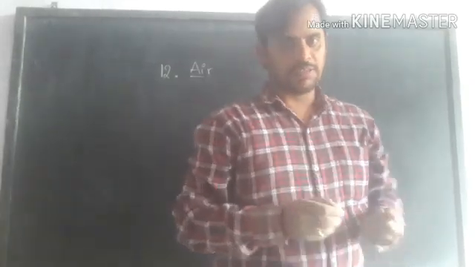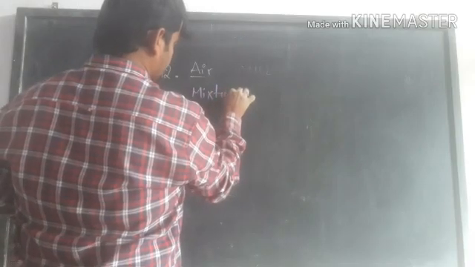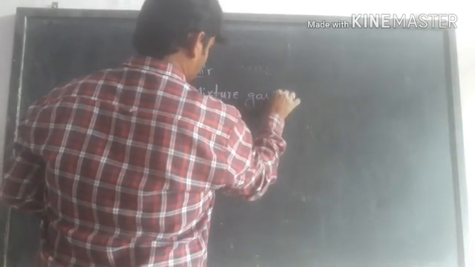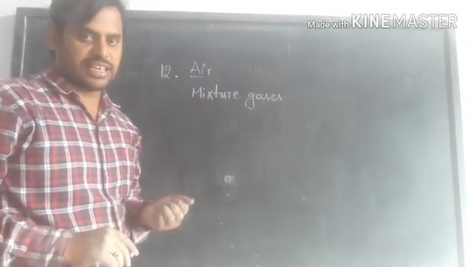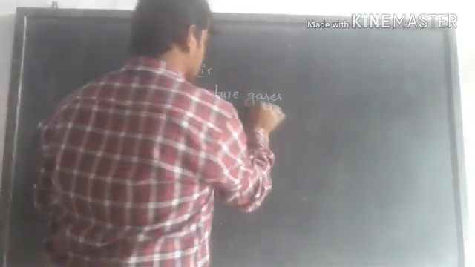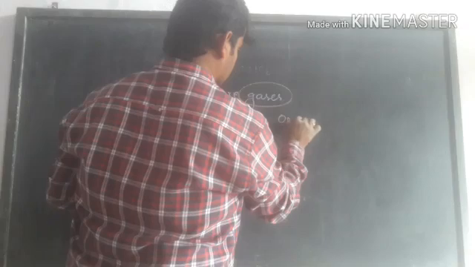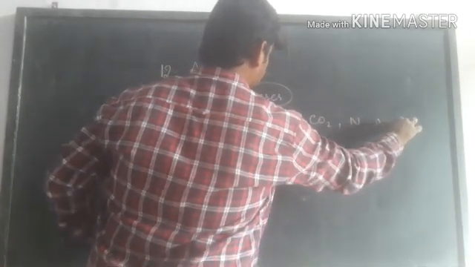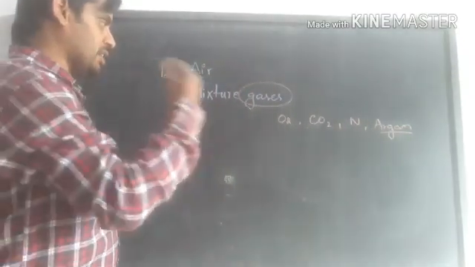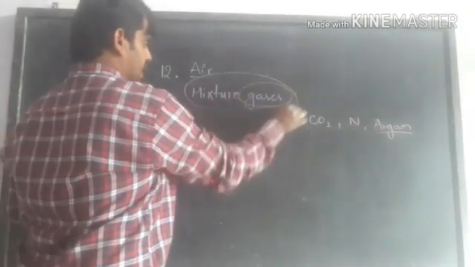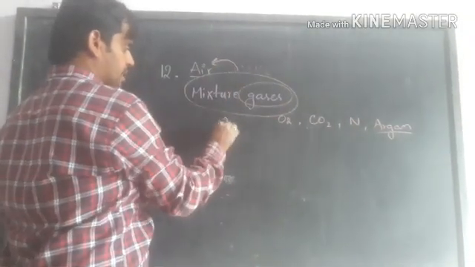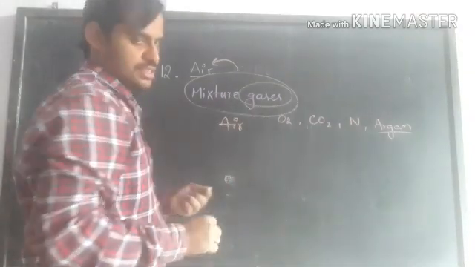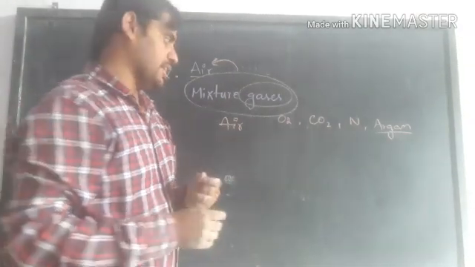Air is called a mixture of gases. एयर को मिक्सचर ऑफ गैसेस कहते हैं. गैसेस मतलब ऑक्सीजन, कार्बन डाइऑक्साइड, नाइट्रोजन, आर्गन, like this many gases are present together, and collectively they are called air. So air is a mixture of gases.